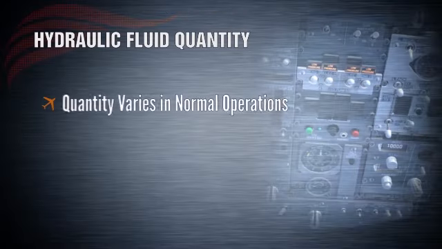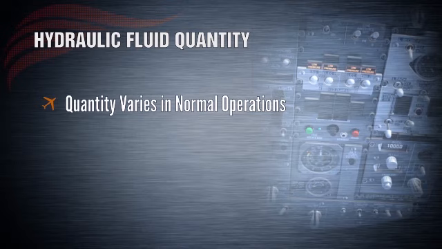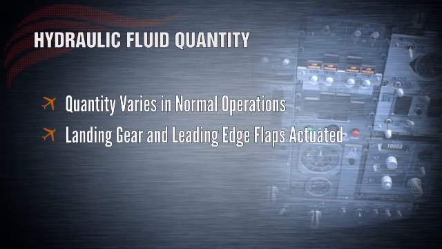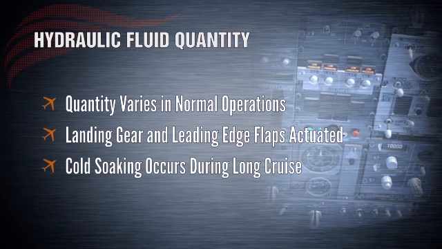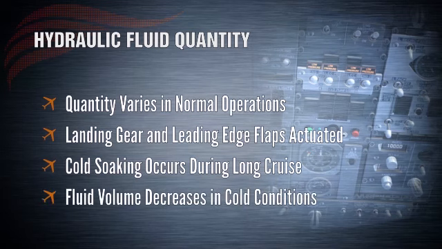Expect to see some variations in quantity throughout normal operations. The most noticeable momentary quantity variations occur when the landing gear or leading edge devices are being actuated, as they place great demand on the hydraulic system. A lot of fluid flow is therefore required to maintain rated pressure. This causes a temporary reduction in quantity indication. A longer-term reduction in quantity may be observed during long periods of cruise where cold soaking occurs in the system. As the hydraulic fluid cools, its volume decreases, causing a decrease in the indicated quantity.